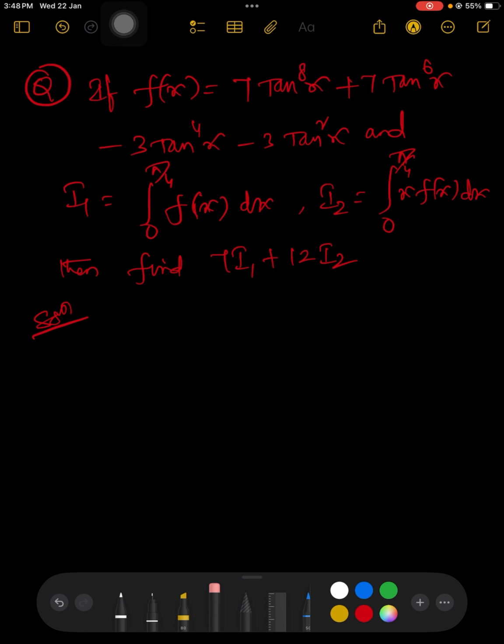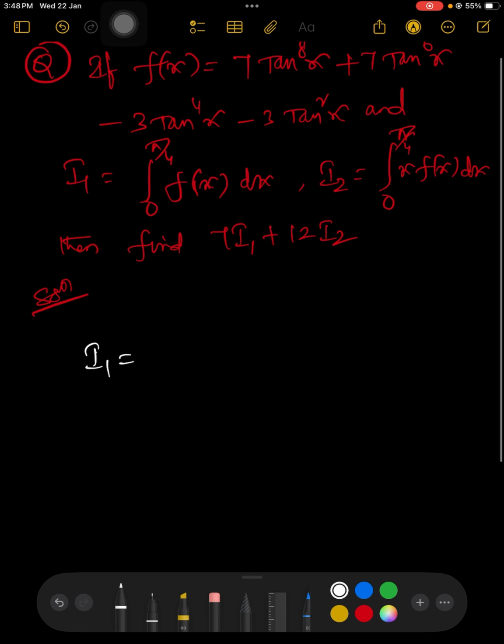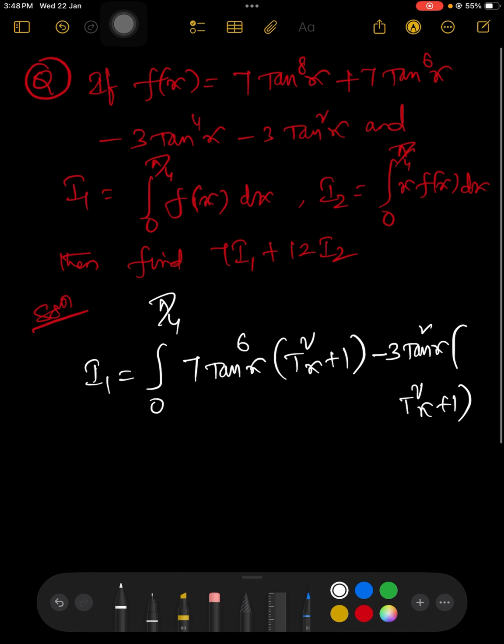The next question is from definite integration. The question is, if f of x equals 7 tan power 8x plus 7 tan power 6x minus 3 tan power 4x minus 3 tan square x, and I1, then coming to this I1, that is I1 equals the integration of 0 to pi by 4 of f of x, right? Now from the first two terms, 7 tan power 6x you can take common, then it will become tan square x plus 1. From the second terms we can take 3 tan square x common, then it will become tan square x plus 1, whole dx.